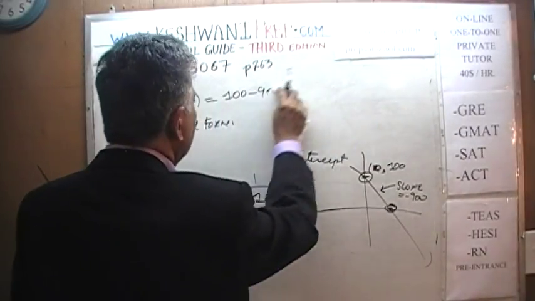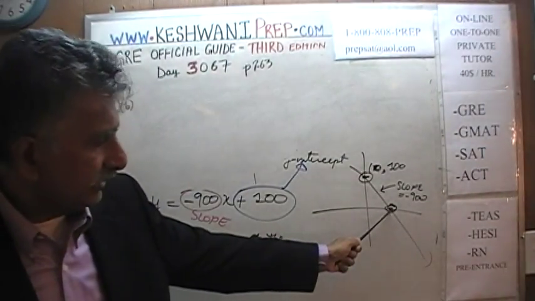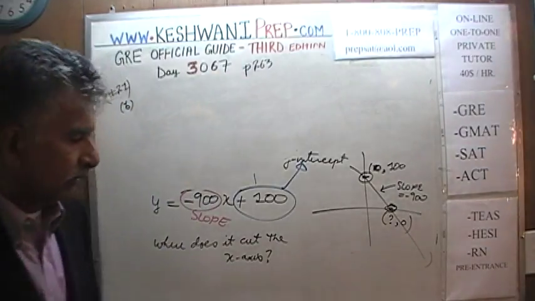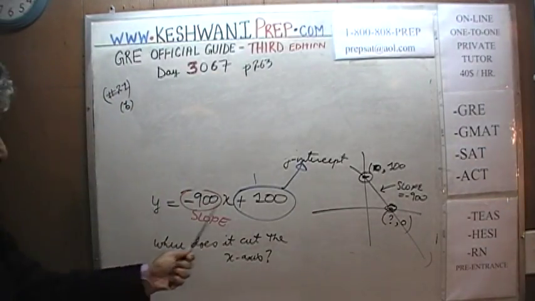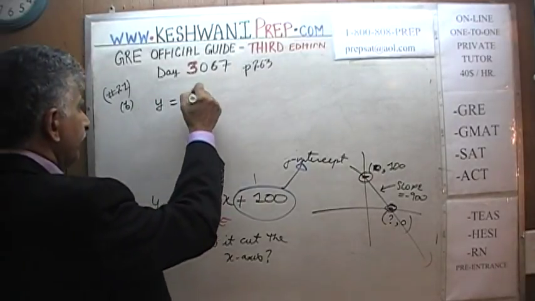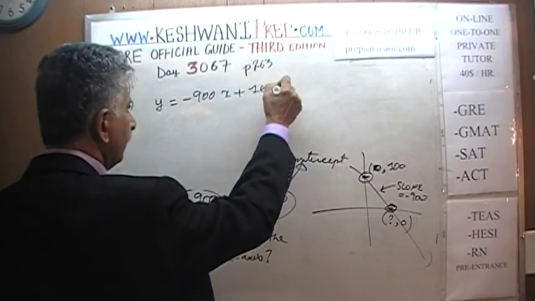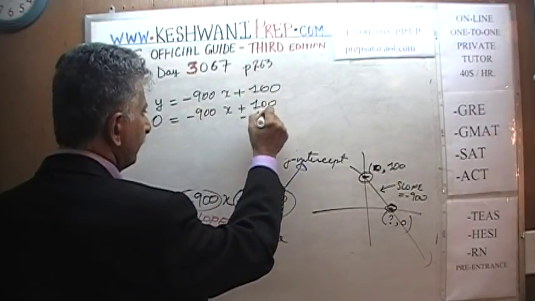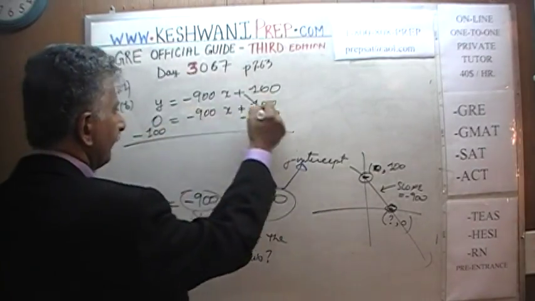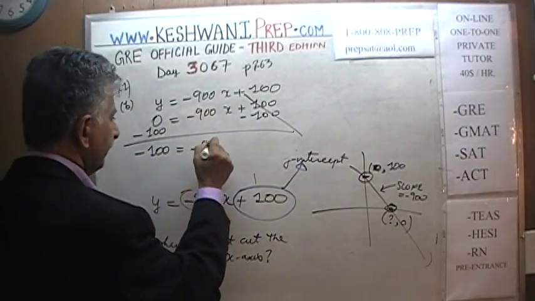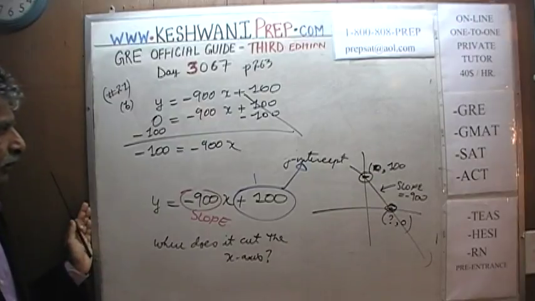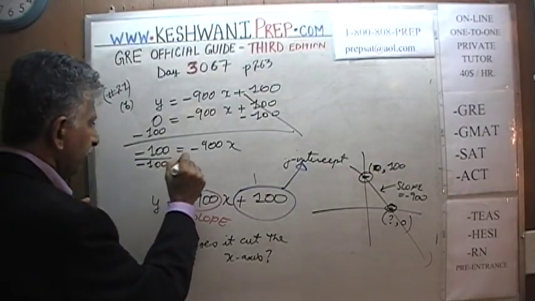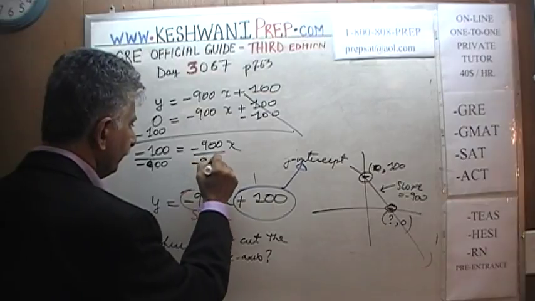At this point here, y is equal to 0. The question is, what's the x-coordinate? If y is equal to 0, we can substitute y equals 0 and solve for x. So 0 equals negative 900x plus 100. Subtract 100 from both sides, and we get negative 100 is equal to negative 900x. We want to find the value of x, so divide both sides by negative 900.